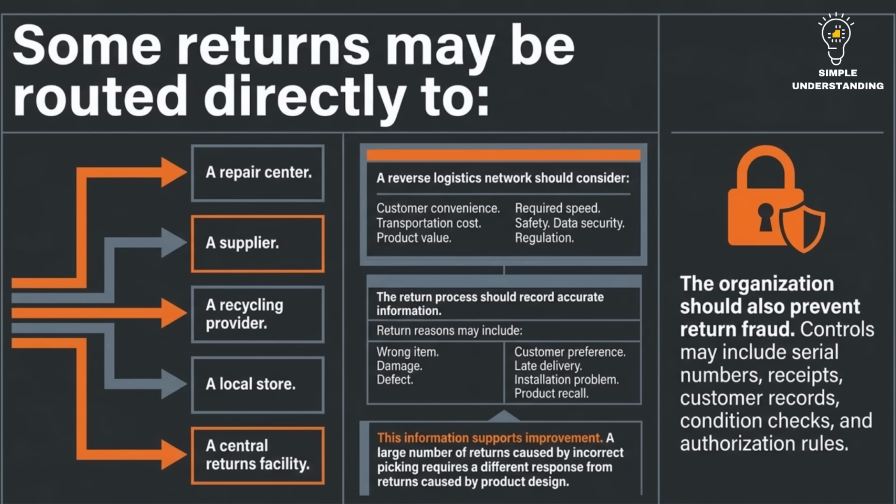Return reasons may include wrong item, damage, defect, customer preference, late delivery, installation problem, product recall. This information supports improvement. A large number of returns caused by incorrect picking requires a different response from returns caused by product design. The organization should also prevent return fraud. Controls may include serial numbers, receipts, customer records, condition checks, and authorization rules.